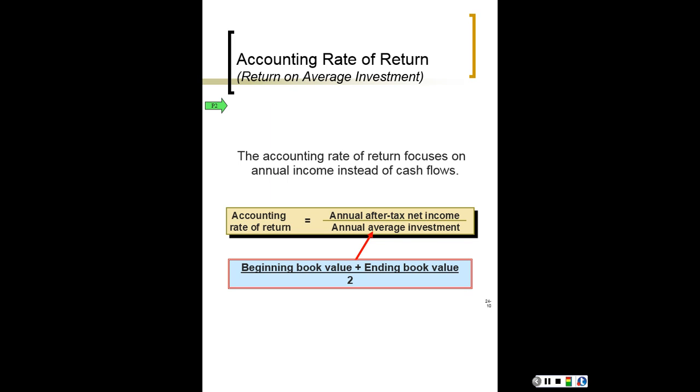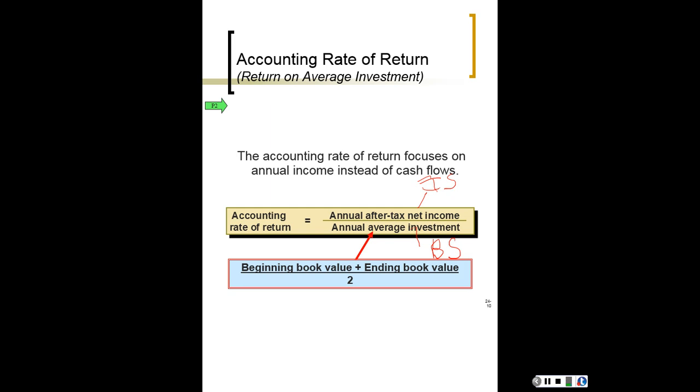And here to calculate accounting rate of return, we take the annual after-tax net income and divide that by the annual average investment. So you're seeing a couple of annuals here. Let's talk about what this is. For annual average investment, we're looking at beginning book value plus ending book value, and then we divide that by 2. Why? Because if you think about your net income, the net income is on the income statement, right? So it's on the income statement, whereas investment, it's on the balance sheet. And so the time periods are different.